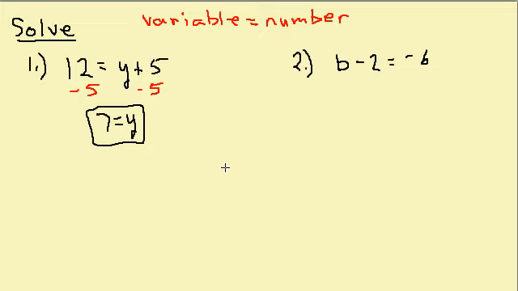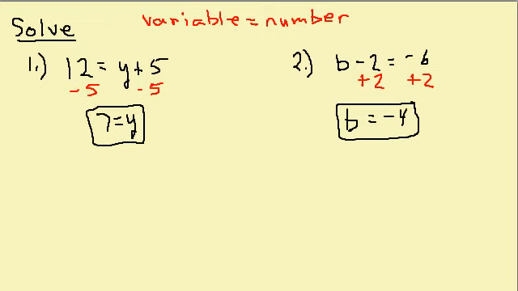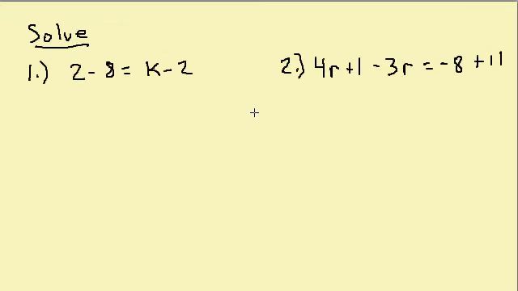Let's take a look at another one. We have b minus 2 equals negative 6. So we have a minus 2 here. Well, how can we make that go to 0? Well, by adding 2. And since we added 2 to this side, we have to also add 2 to the other side. So now we're left with b equals negative 4. And there's your answer. Now let's take a look at a couple more.